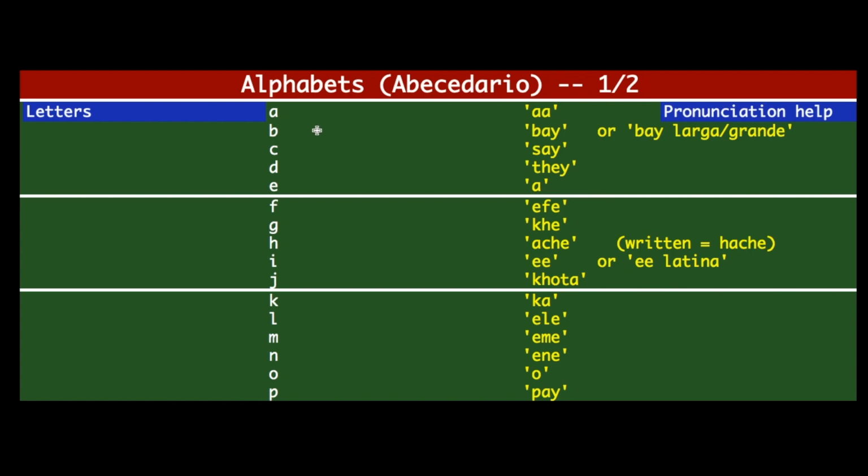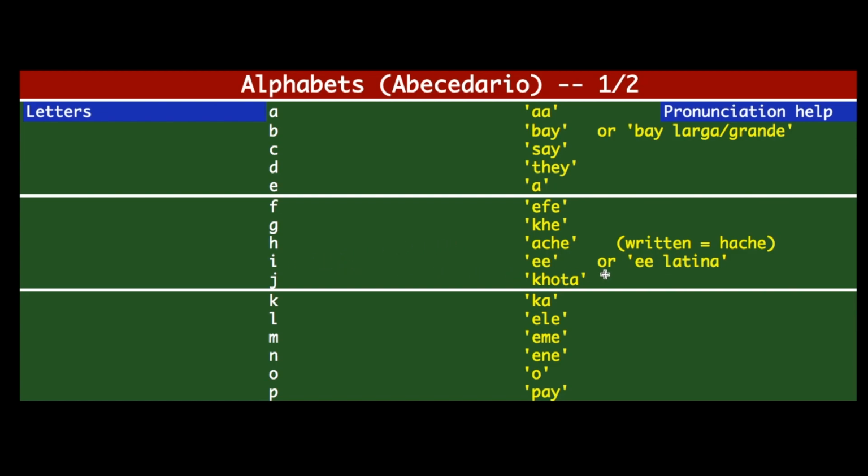A, B, or B larga, B grande in Latin America. C, D, E, F, G, H. Let's take a pause folks. So H, even though it is pronounced as "ache", is silent when it is written as H. In the coming sessions we will see in detail why it is silent and when it is silent.